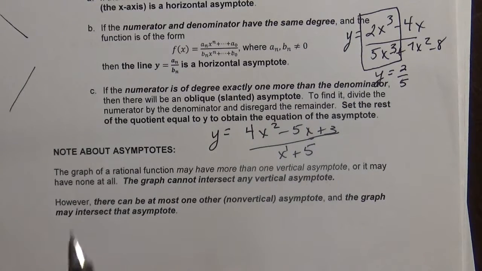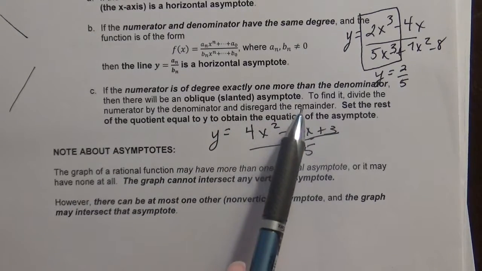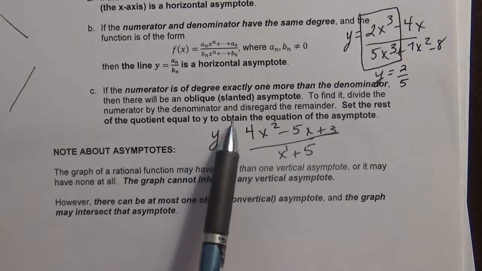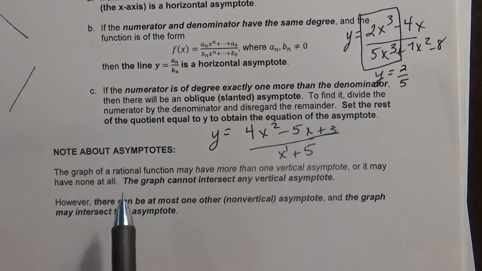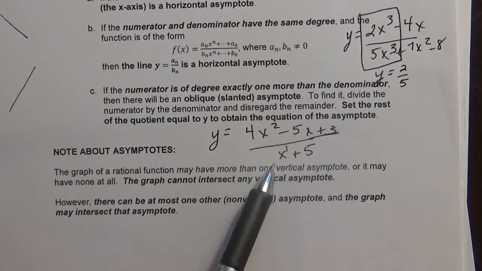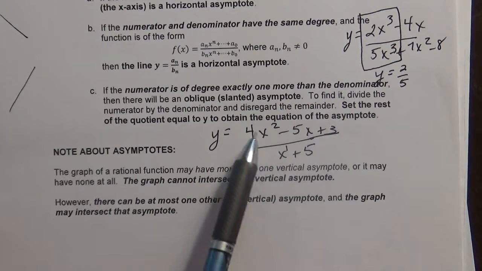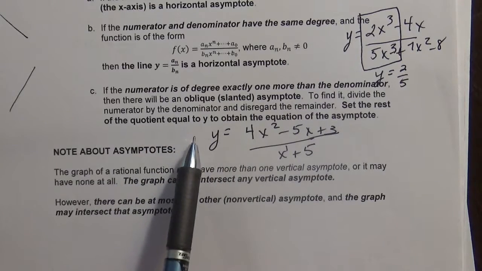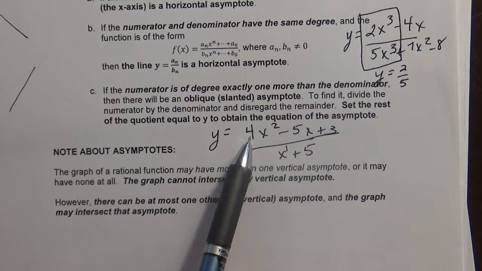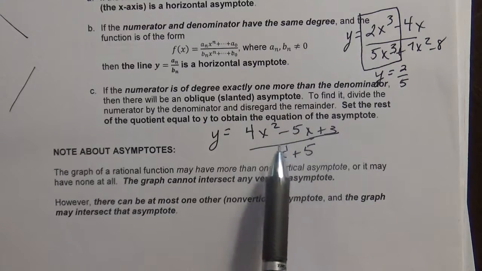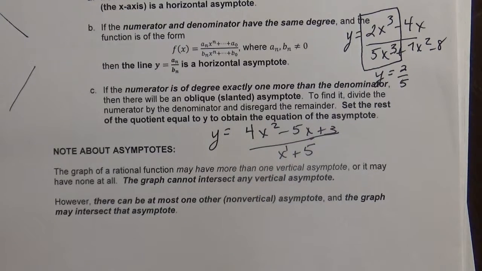And that's what we'll do here. So if the numerator is of degree exactly one more than the denominator, there will be an oblique or slanted asymptote. To find it, divide the numerator by the denominator, disregard the remainder, and then set the quotient equal to y to get the equation of the asymptote. I'm not going to do this example, but we're going to do another one in a second, doing the same process. We do have a note about asymptotes.